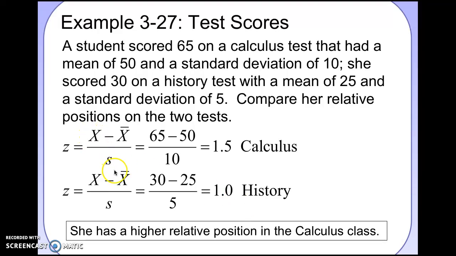So using our formula for z-score, you take your data value minus the mean, divide by the standard deviation. So for calculus, it was 1.5. For the history one, it was 1. So she has a higher relative position in her calculus class because of the numbers being compared.